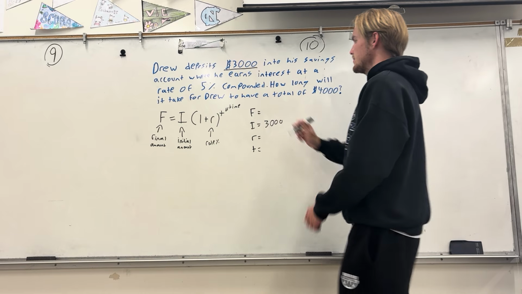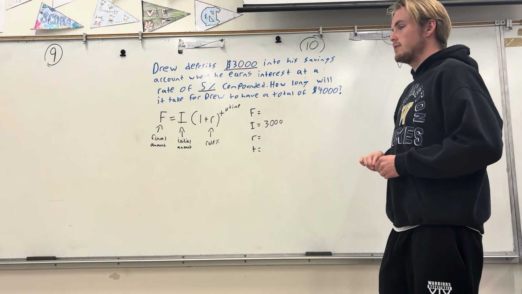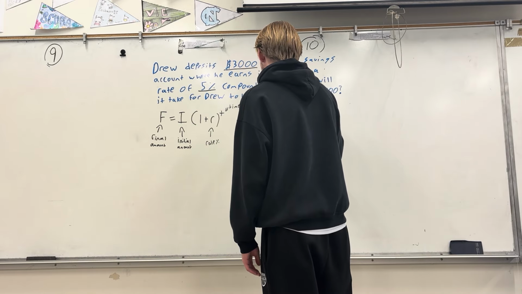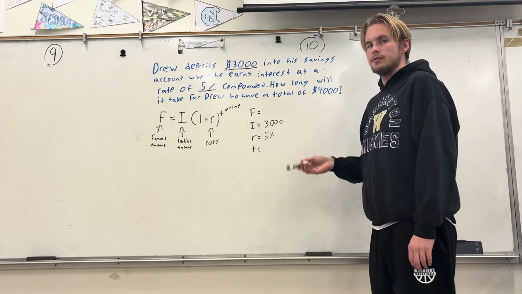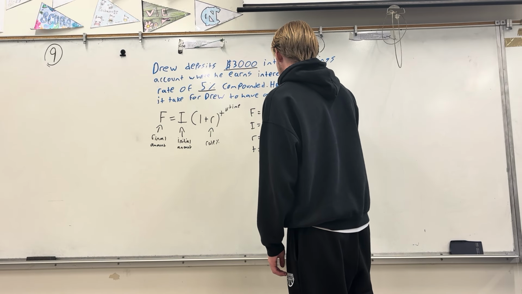Next, we have this 5% here. It says we get interest at a rate of 5% compounded. So that means our r is going to be 5%. But remember, we can't put 5% in this equation. We have to write it as a decimal. So we write it as 0.05.